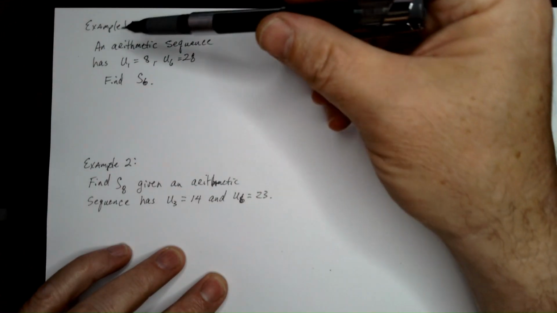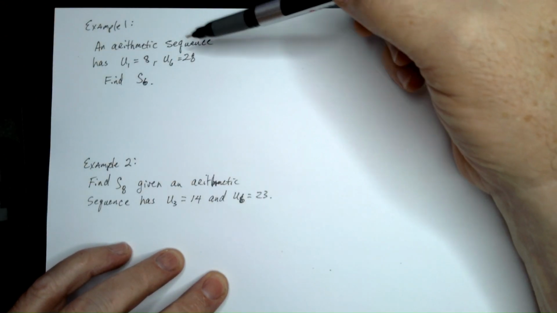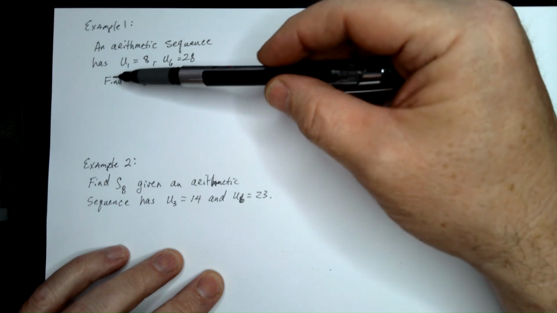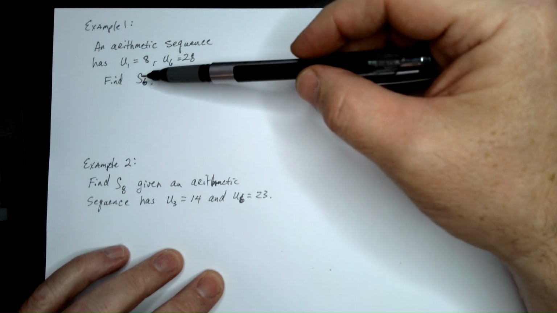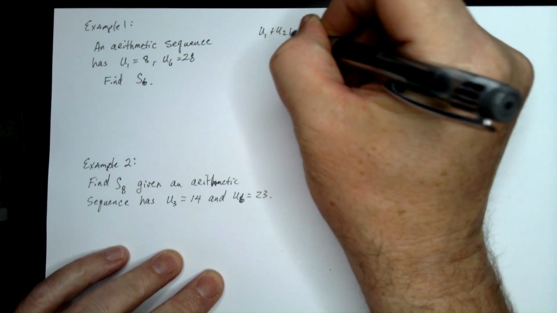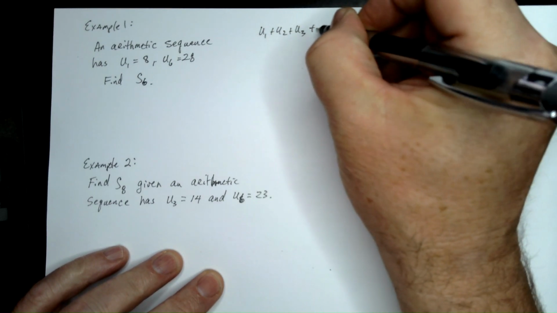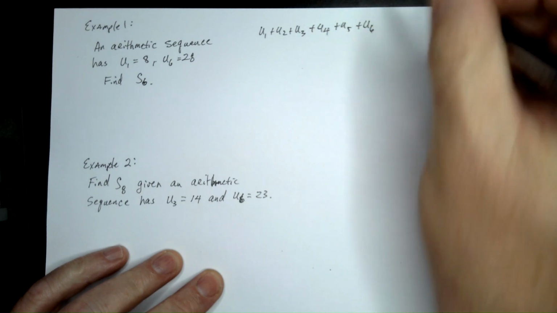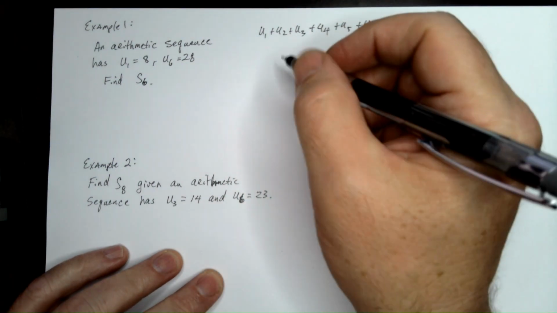All right, so example 1, we have an arithmetic sequence. It's got U1 is 8 and U6 is 28, and we're told to find the series S sub 6. So that would be U1 plus U2 plus, right, all of them. So we're not going to write them out and add them. We're going to use our formula.